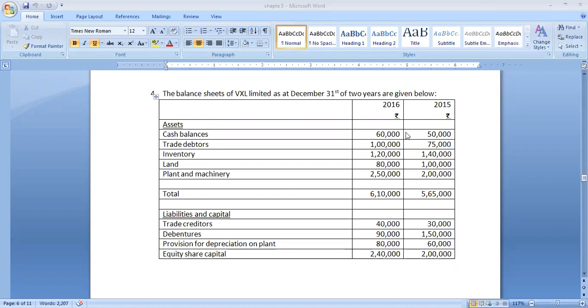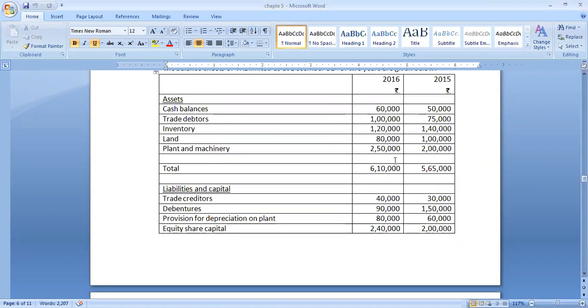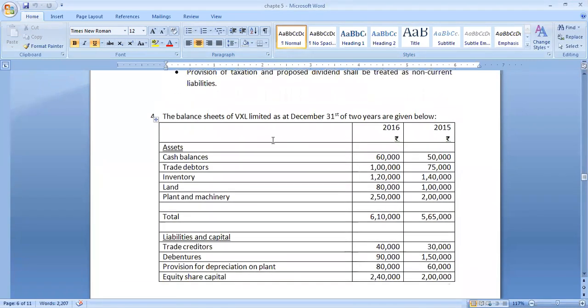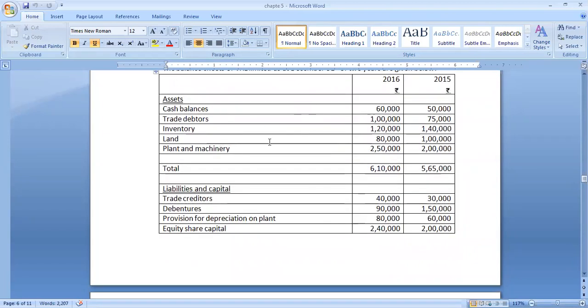Okay, the cash flow statement, which we have discussed in the previous classes. So today we will be discussing the fourth problem. The problem says: it is a balance sheet of VXL Limited as at 31st of two years, given below. There are assets and liabilities. Look at this very carefully. 2016 and 2015 are given here.